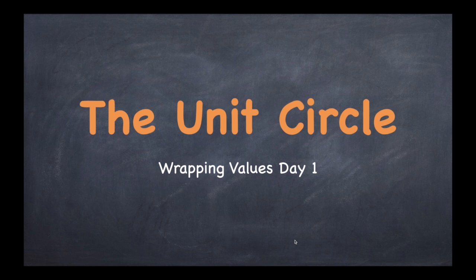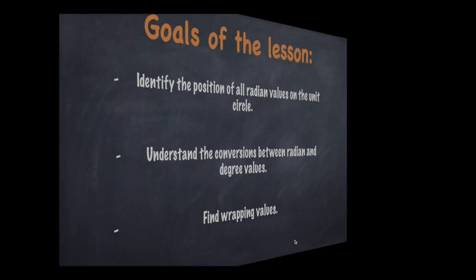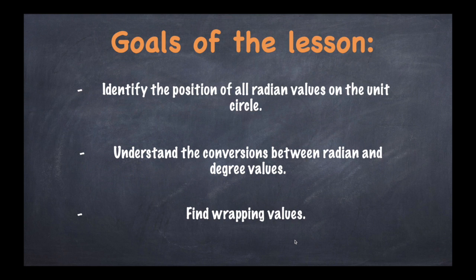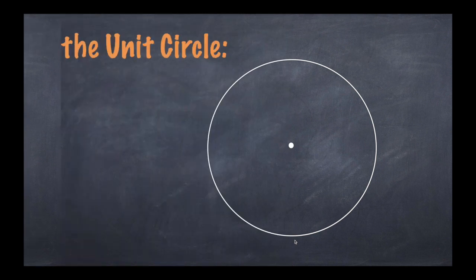In this lesson, we will talk about the unit circle. The goals of this lesson are to identify the position of all radian values on the unit circle, understand the conversions between radian and degree values, and finally to find wrapping values.